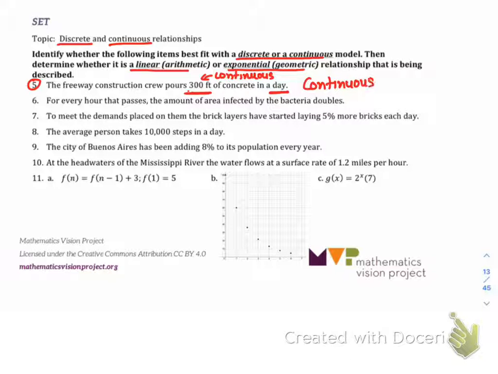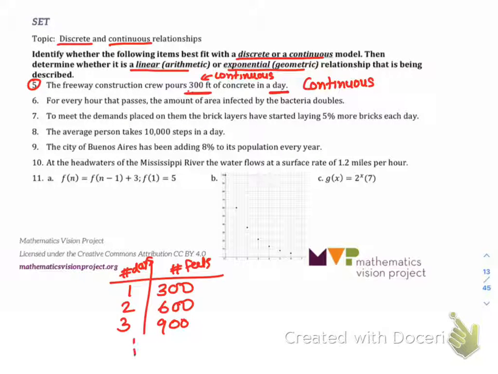And we see every day it's increasing by 300. If I talk about the number of days and the number of feet covered: the first day it was 300, the second day it was 600, the third day it was 900. I can keep on going. Every time it's increasing by 300, so it's an arithmetic sequence. You can say arithmetic, linear, whatever you want. I just chose to write arithmetic.